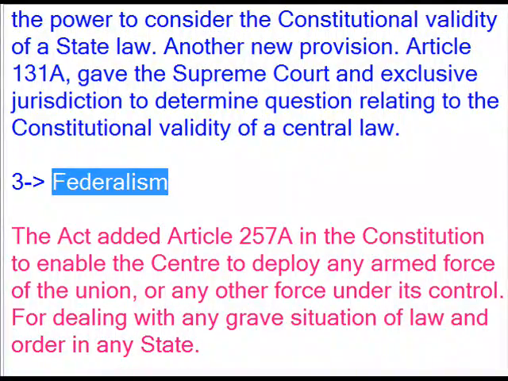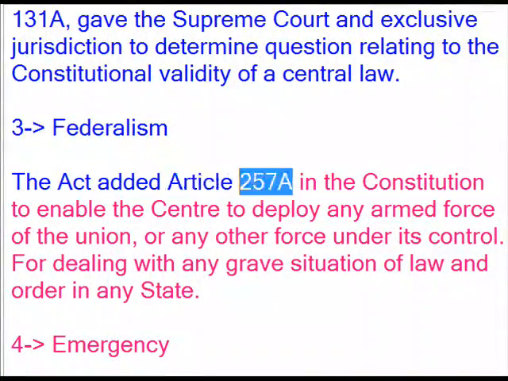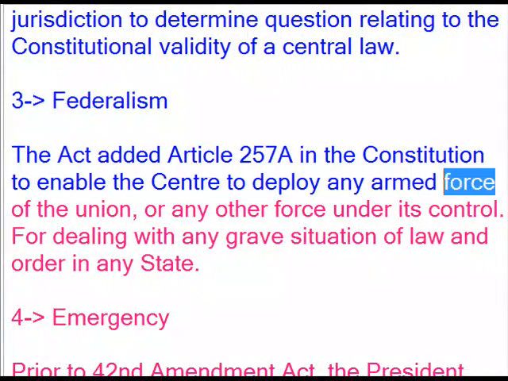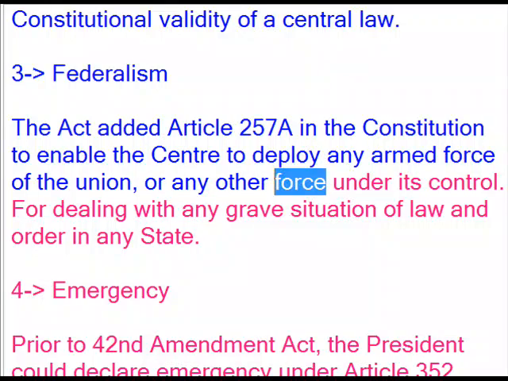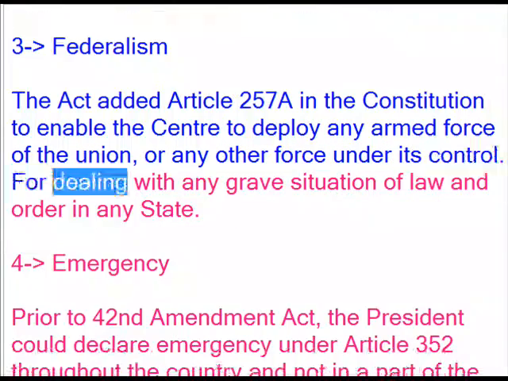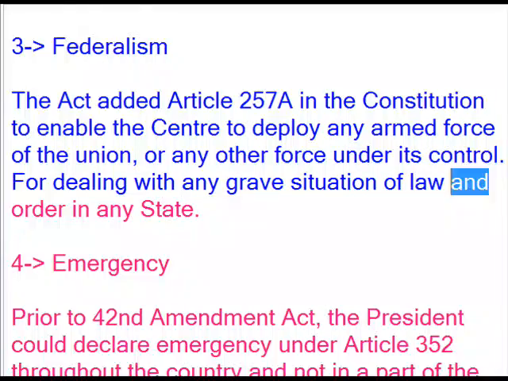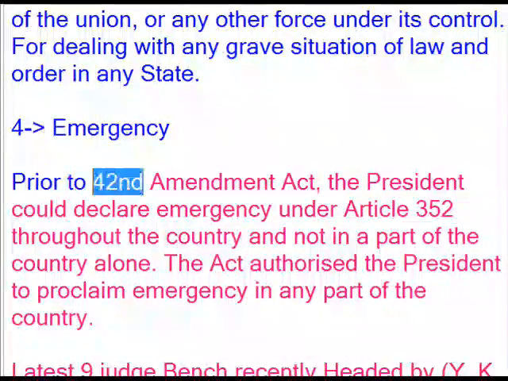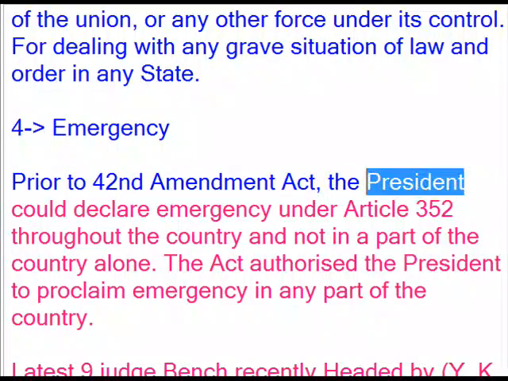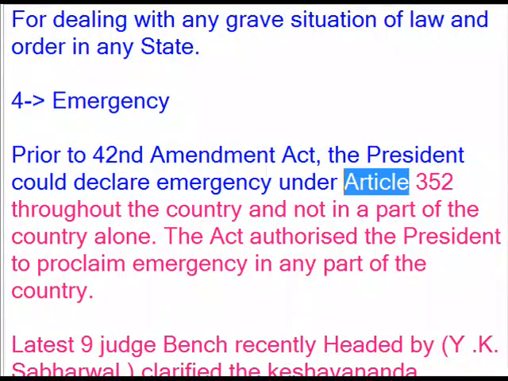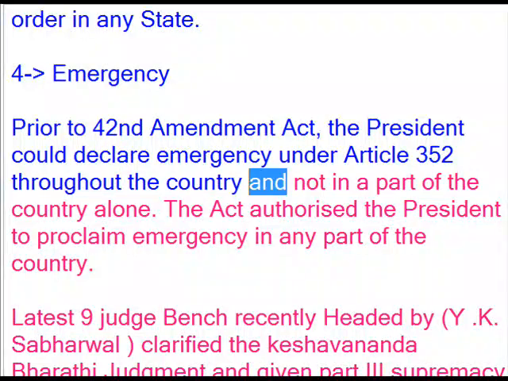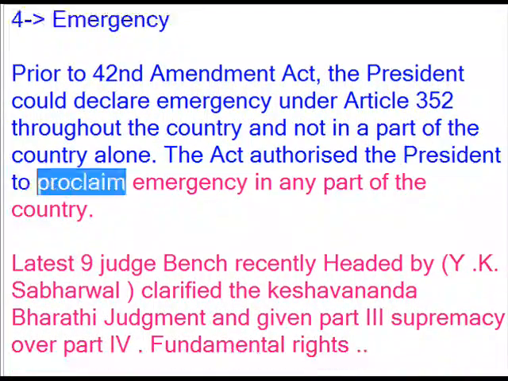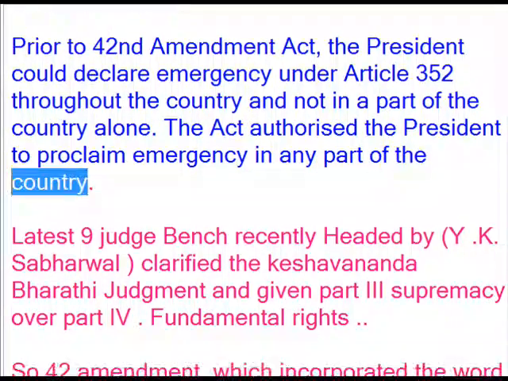3. Federalism. The Act added Article 257(A) in the Constitution to enable the Center to deploy any armed force of the Union, or any other force under its control, for dealing with any grave situation of law and order in any state. 4. Emergency. Prior to the 42nd Amendment Act, the President could declare emergency under Article 352 throughout the country and not in a part of the country alone. The Act authorized the President to proclaim emergency in any part of the country.